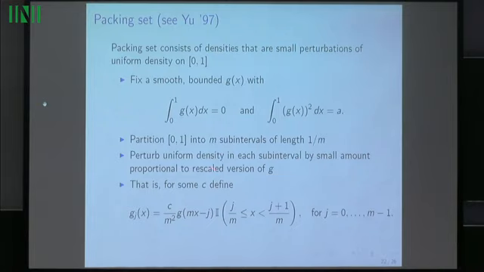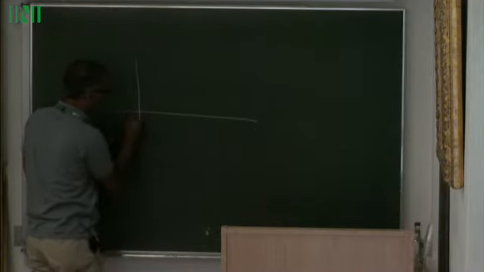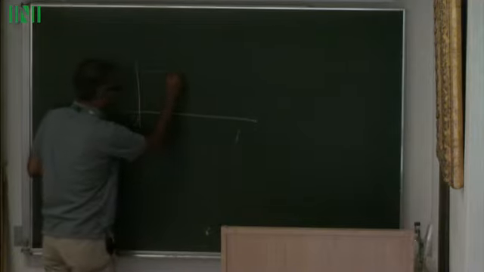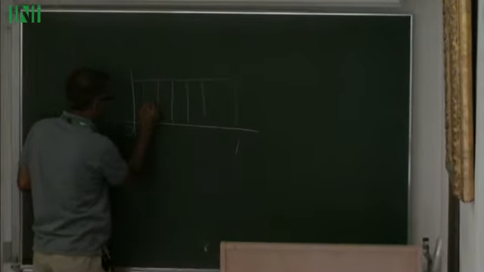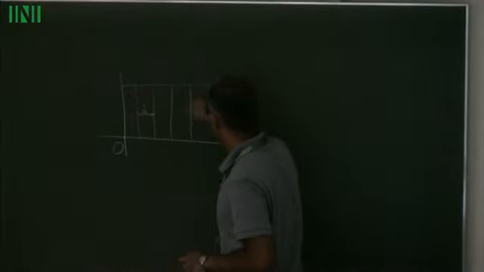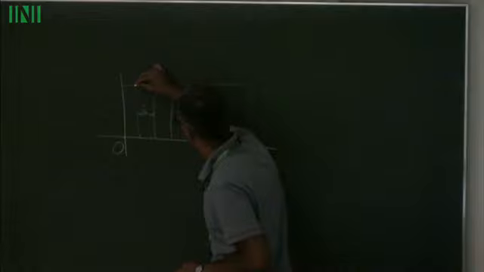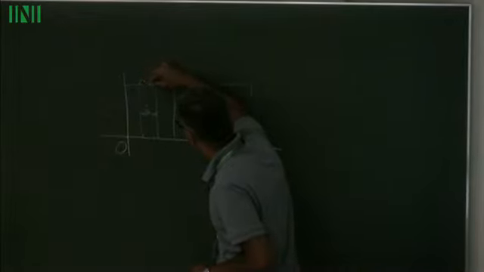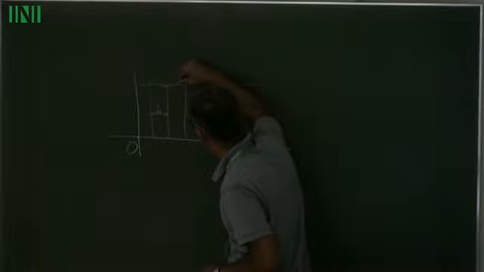So I think it might be easiest to draw this out. So what you do is you have the interval [0, 1]. This is 0 and this is 1. This is the uniform density, and you partition this into subintervals of width 1 over m. So there are m of these, and this is the uniform density. On each of these intervals you either perturb it by some scaled version of g or minus a scaled version of g.